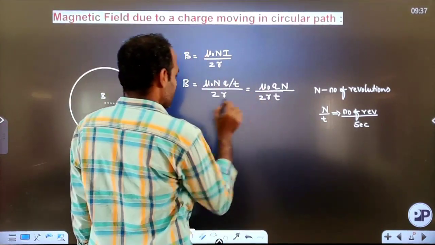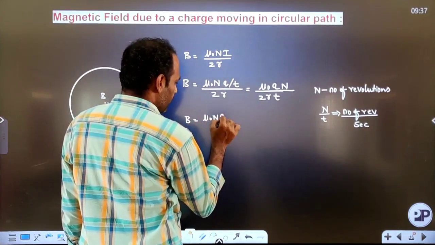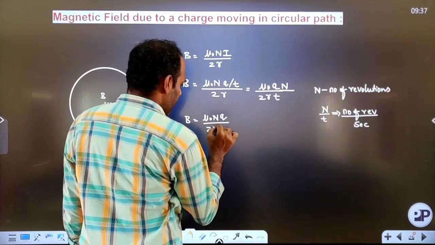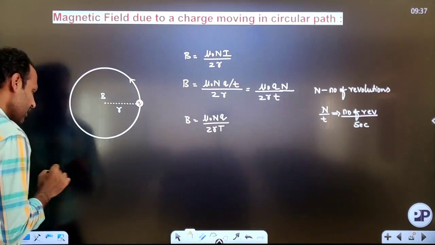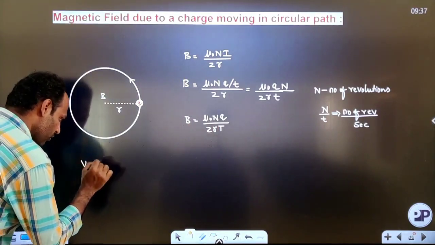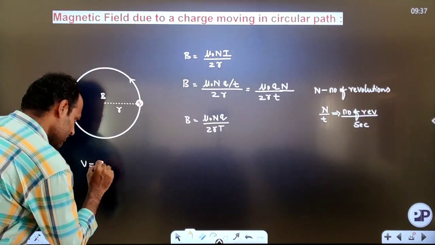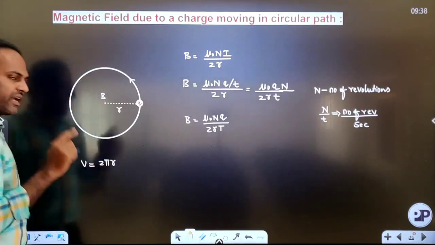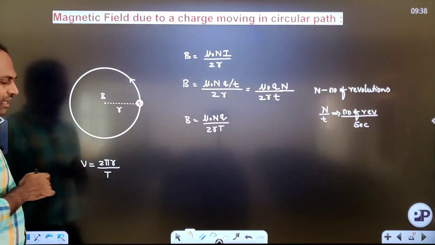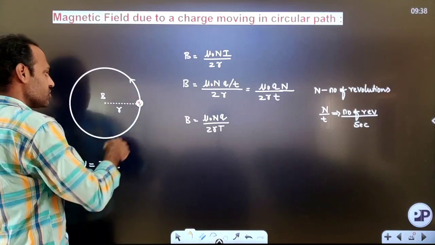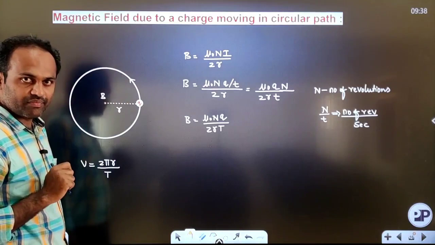Now next, look, the same formula we can write like this also. See, I will write it like this. It is mu naught nq divided by 2RT. What is T? Time taken to complete one revolution. See, the speed of a particle which is moving in a circular path is given by the distance traveled by it in one revolution divided by the time taken to travel one revolution. Capital T is the time taken to complete one circle, one revolution; that is called the time period, right?